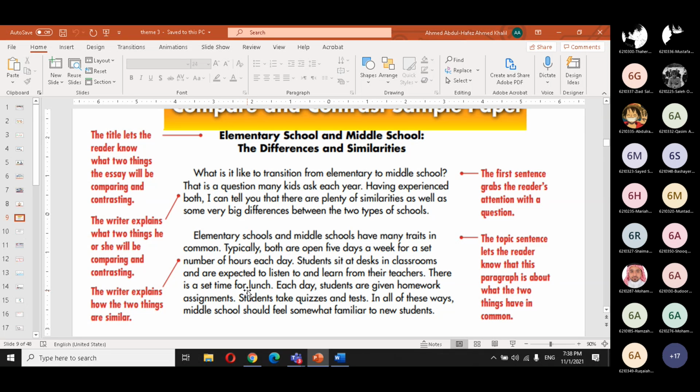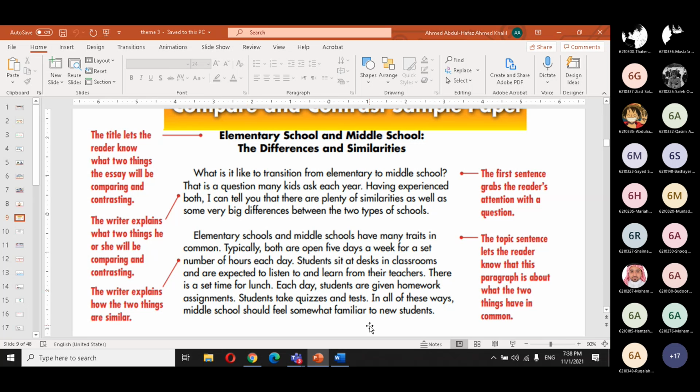It's not new to you to be in a classroom with a teacher, to have assignments, to have homework, to have tests, to have quizzes, because the same were there in the primary school. So here, this paragraph is about similarities.